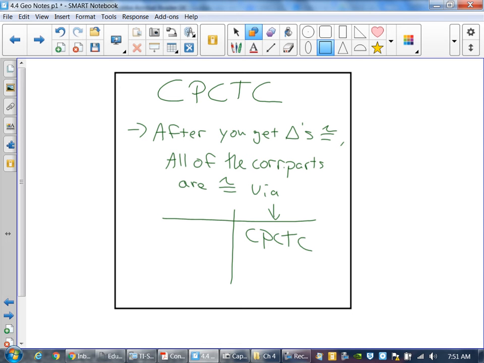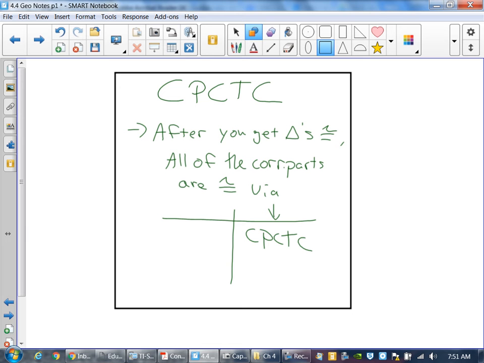CPCTC is only for the parts of triangles after the triangles are congruent. You cannot use it before. You use it after. So after you find, like, angle side, well, not angle side, because there's no such thing in math. And that's basically what this gets us to be able to do.